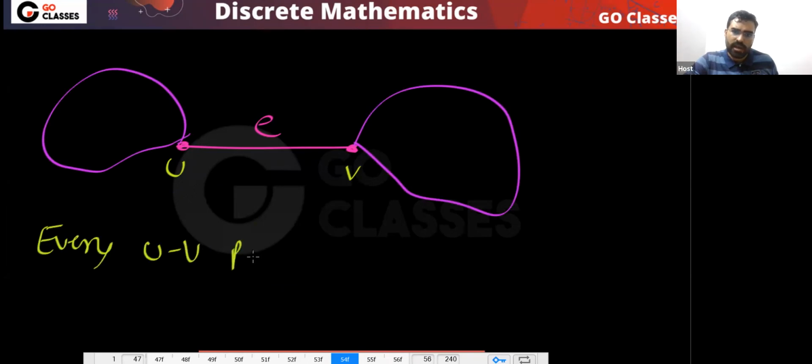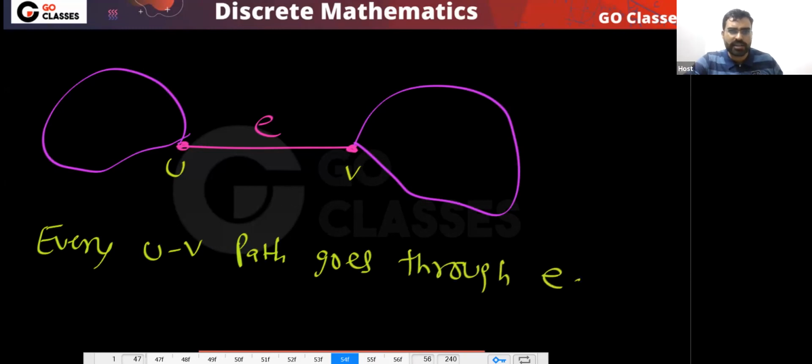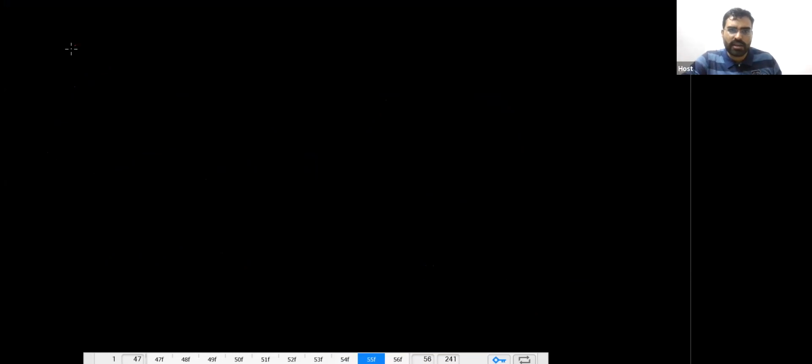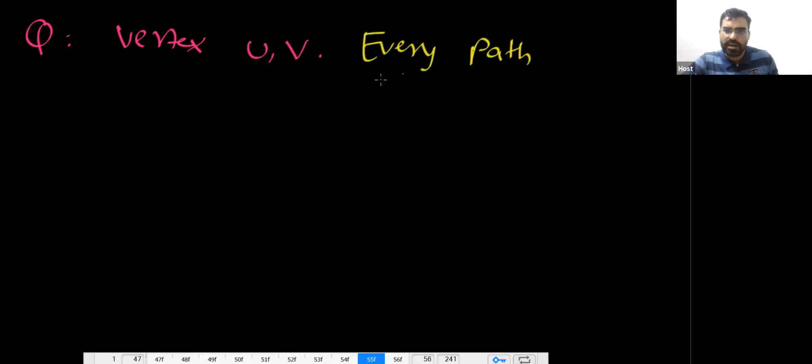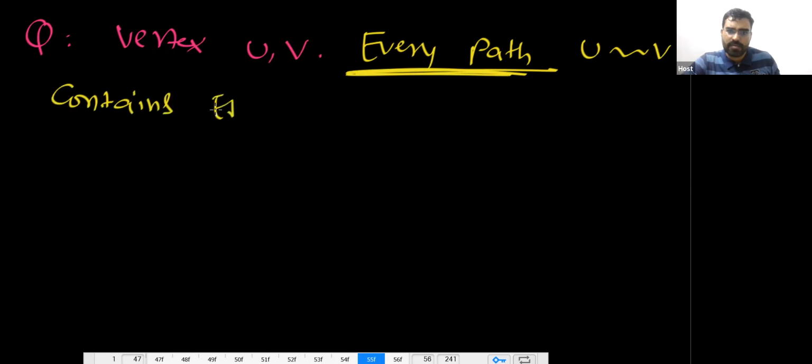Every UV path goes through E. Or I can say every UV path contains E. Now remember one more thing. In this same setting, if I have a cycle edge, let's assume that I tell you that you have vertices U comma V, and every path UV contains edge E.